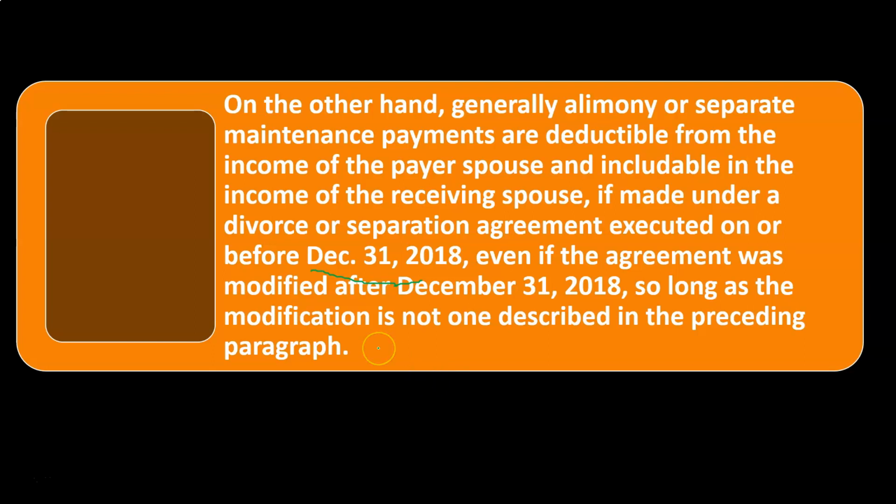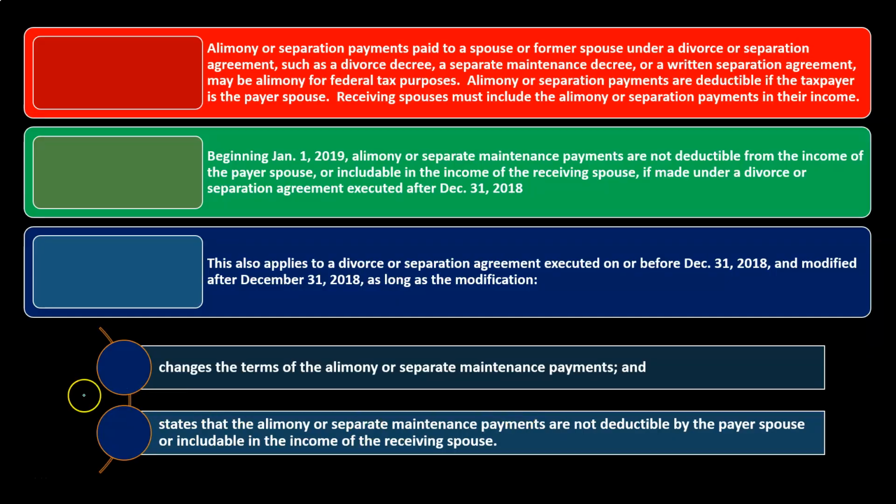So if you want to modify the divorce agreement and you do not want an impact on whether something is included in income for the recipient and deductible by the payer, then make sure you're not making the alterations that would have that impact. Those items, once again, are changes to the terms of the alimony or separate maintenance payments, and the statement that the alimony or separate maintenance payments are not deductible by the payer spouse or includable in income of the receiving spouse.